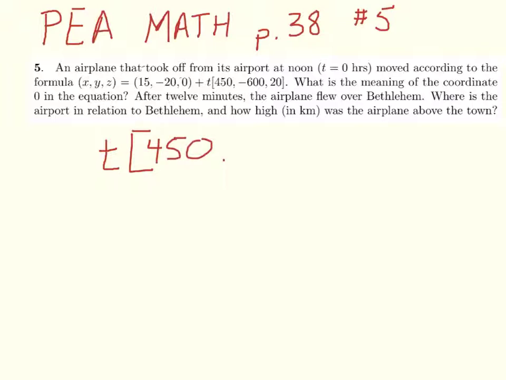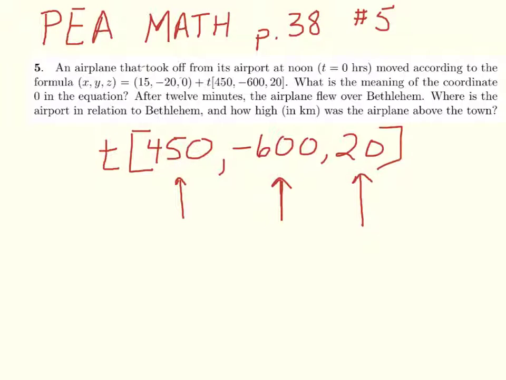So if I look at this vector right here, what's t represent again? Time in hours. So where is a plane going to move in 1 hour? Yeah, 450 in the x direction. In the y direction, how far? Negative 600 in the y direction. And then in the z direction, 20. And that's in kilometers, so everything is in kilometers there.